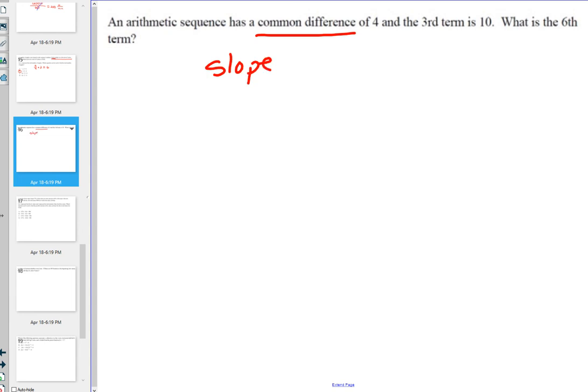This is a slope problem, right? They tell me that the slope is 4. The common difference is 4. They also tell me that the third term is 10. That's an ordered pair. And then they want to know what is the 6th term. So we're using slope formula. We're just using it a little bit differently. Instead of looking for the m, we're going to look for, in this case, it looks like y2.